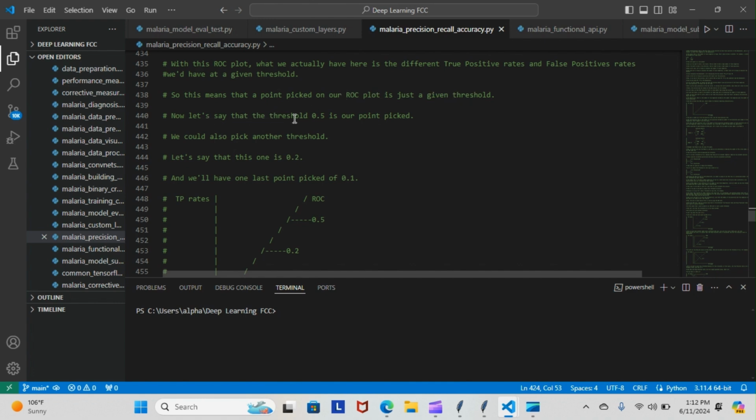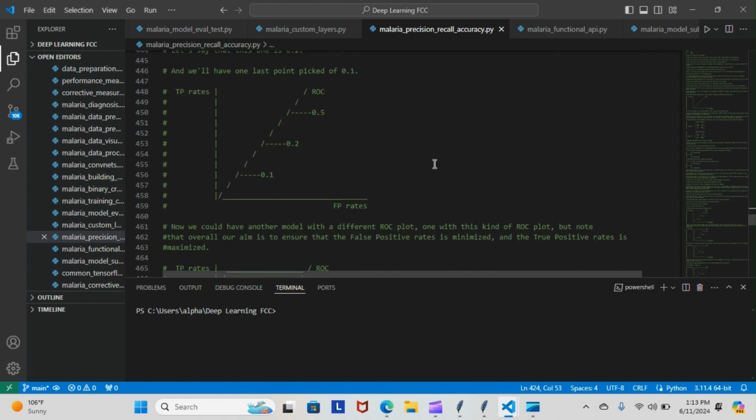Now let's say that the threshold is 0.5, and that's our point picked. We could also pick another threshold. Let's say that point is 0.2, and then we'll have one last point picked of 0.1. So that would look like this. This is our ROC plot. These are our thresholds, you see here 0.5, 0.2, 0.1. This is our true positive rates, and these are our false positive rates.